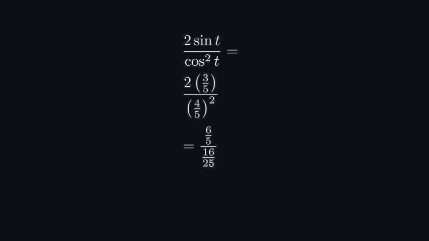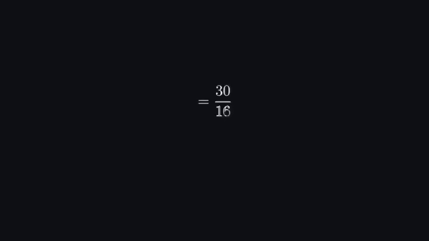So this simplifies to 6 over 5 over 16 over 25, which is 6 over 5 times 25 over 16. So this simplifies to 30 over 16. So this simplifies to 15 over 8.